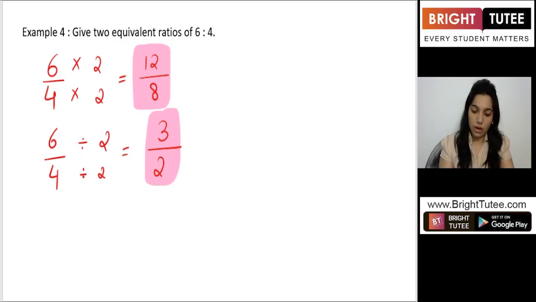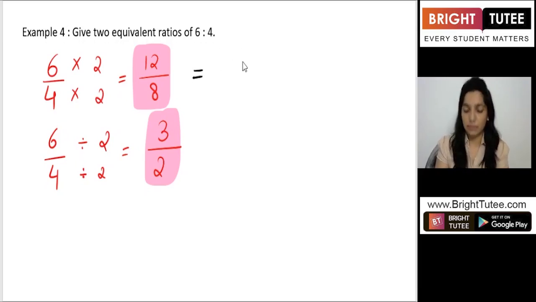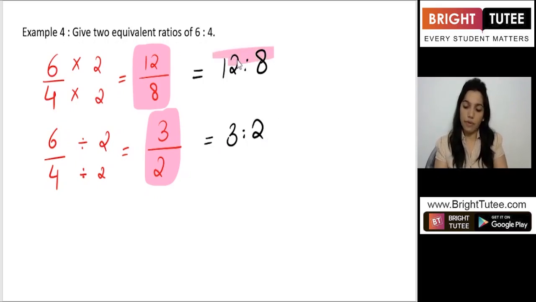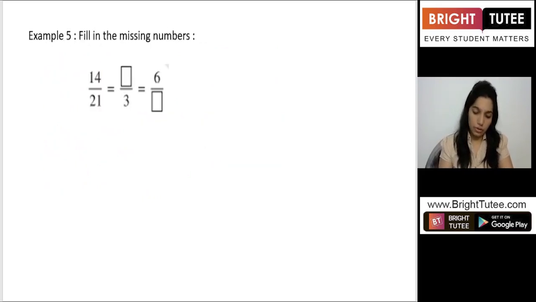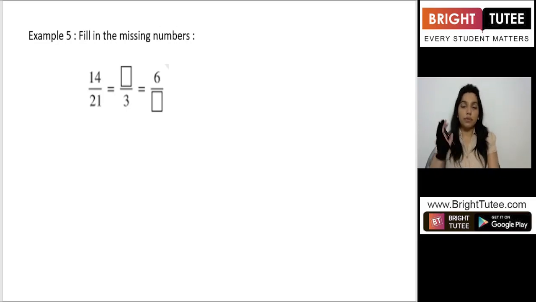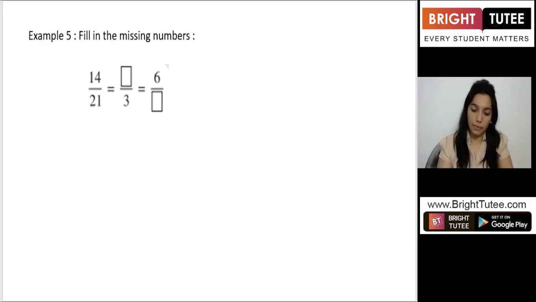Let us write them down in the form of ratios as well. So 12/8 can be written as 12:8, and 3/2 is 3:2. I hope this is clear how we have calculated the equivalent ratios. Moving to the next question. Here we are given a certain part of the fraction, that is 14/21 equals something over 3 and 6 over something. So we need to find these missing numbers.